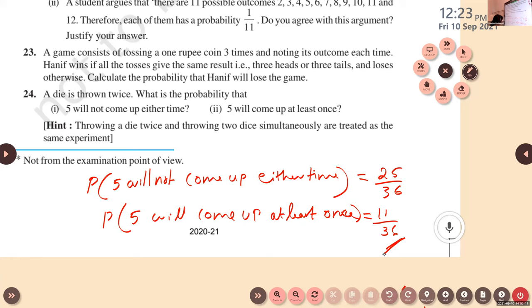What is the time now? 12:23. Okay. Okay, children.